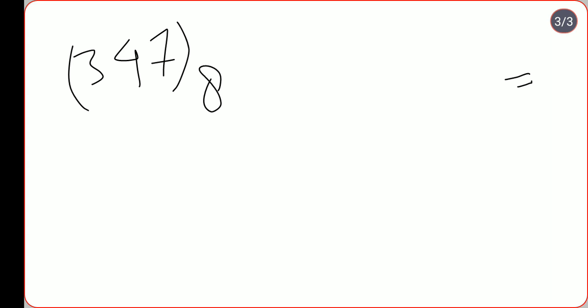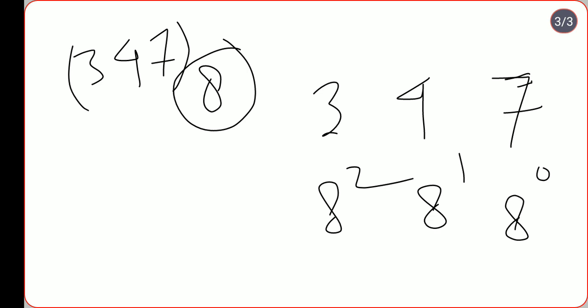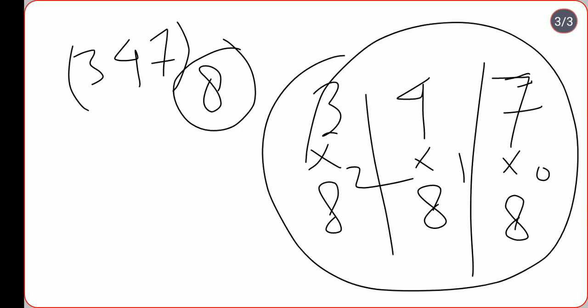347 base 8. We need to convert this into decimal. So the base is 8. We are going to take 8 to the power 0, 8 to the power 1 and 8 to the power 2, and multiply this by this line and add all of them. Okay, I think the rule is very much clear to you. I repeat, if it is 3 4 7, at the bottom you have to write 8 to the power 0, 8 to the power 1 and 8 to the power 2. You have to multiply each and every line.